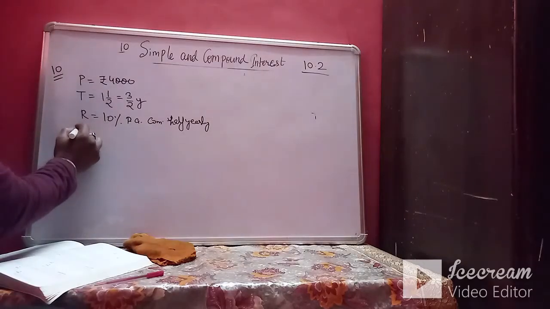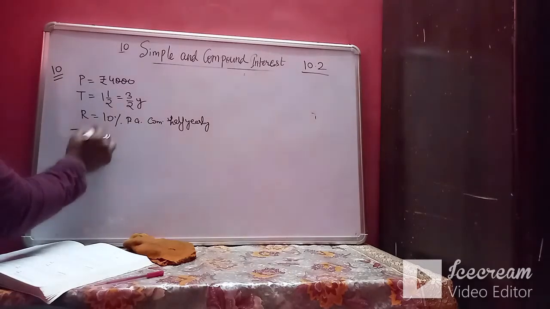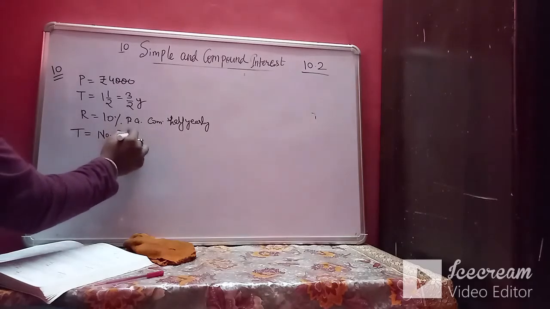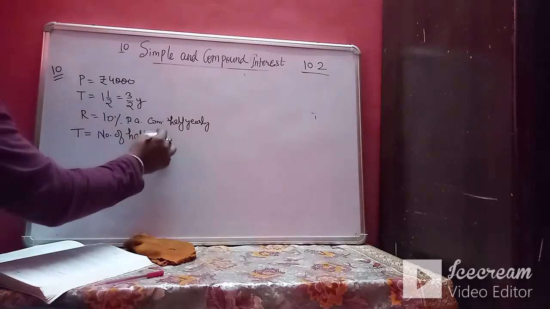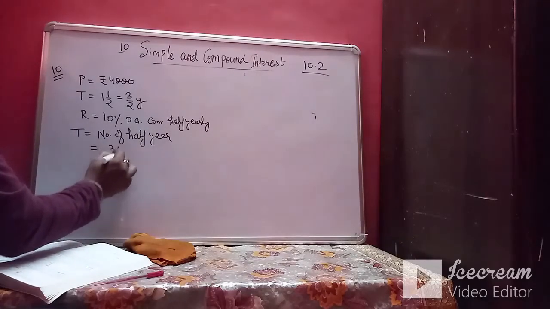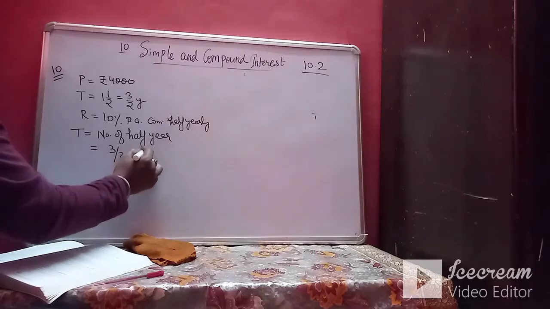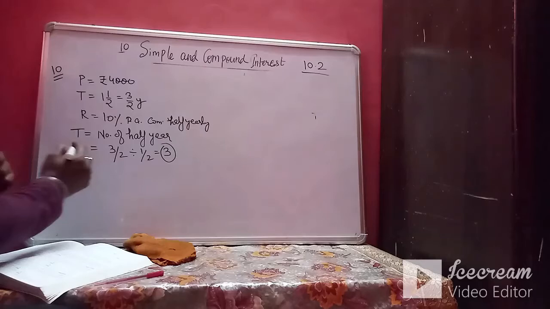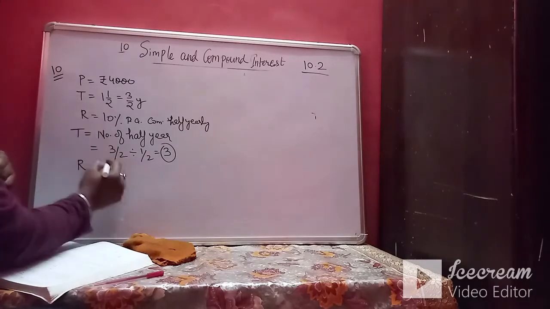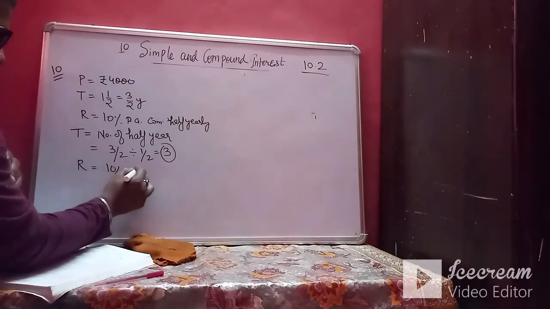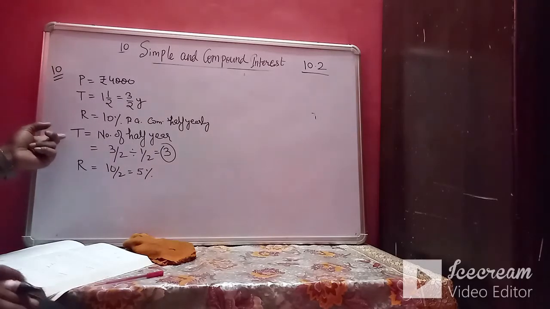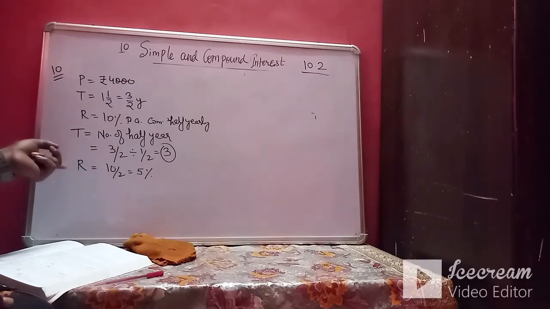First we will calculate the time. So time will be our number of half years. We will calculate how many half years are there. So it is 3 by 2 divided by 1/2 year is 1 by 2. So when we will calculate, we will get 3 half years. And what will be the rate? Rate will be how much? 10 by 2, that is 5%. Okay, so we have calculated the time, that is number of half years. Then we have calculated the rate for each half year.